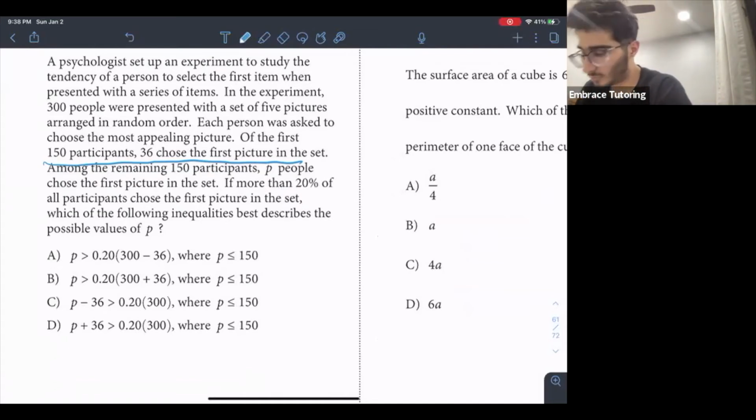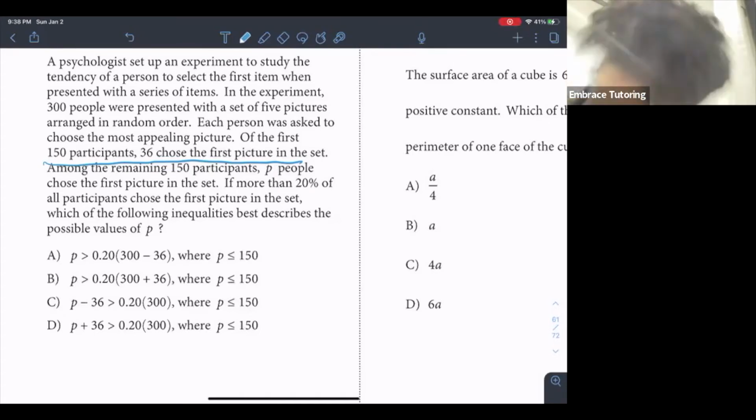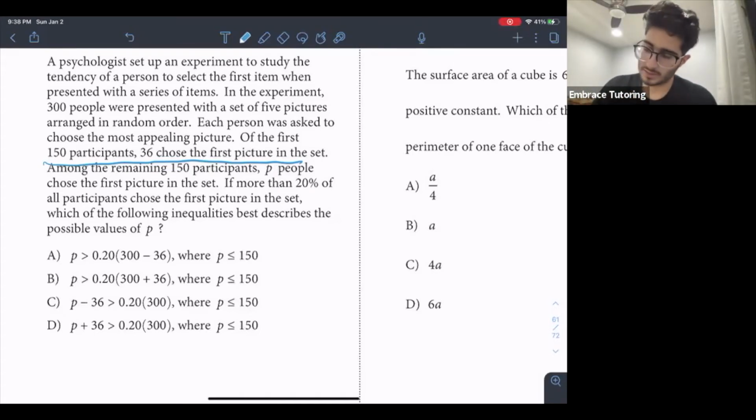So if more than 20% of all participants chose the first picture in the set, which of the following inequalities best describes the possible values of P? So the best way to solve this problem would be to write down the inequality as they're describing the problem.